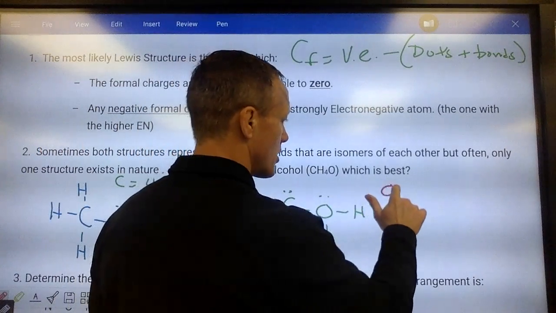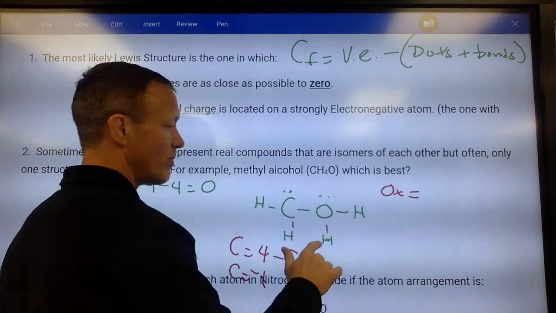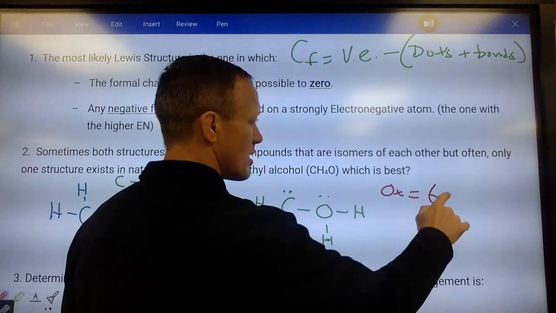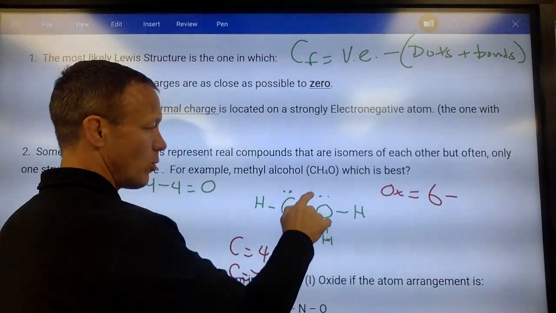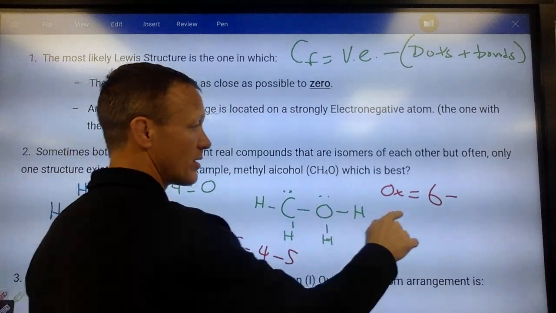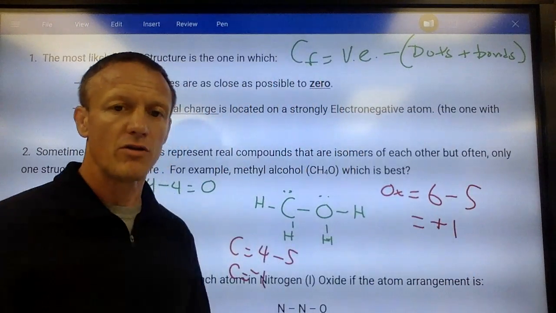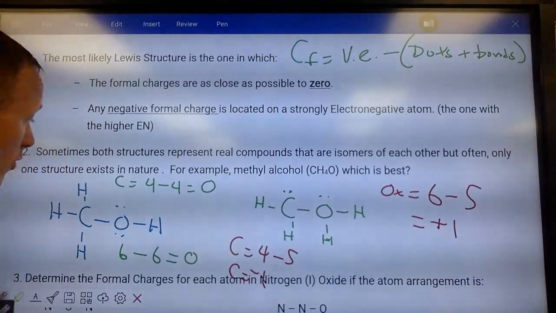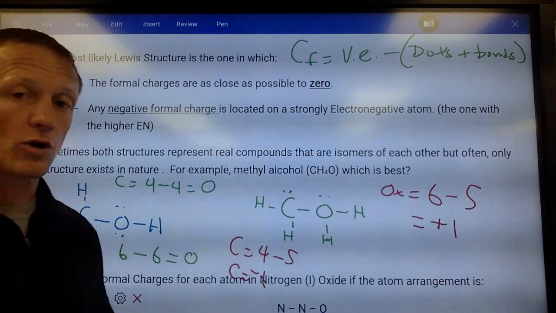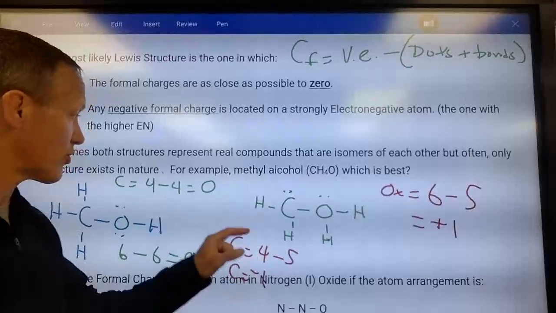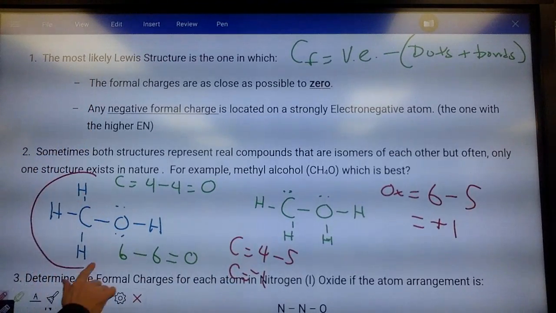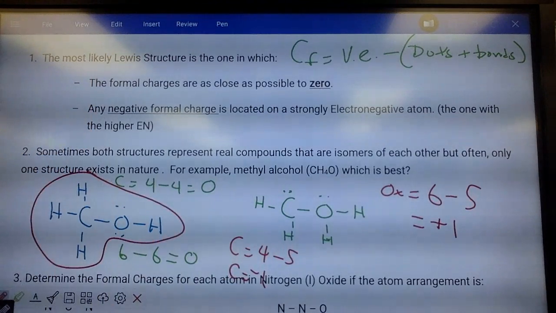Oxygen would be 6 valence electrons minus 1, 2 dots plus 1, 2, 3 bonds. 6 minus 5 equals a positive 1. So those aren't horrible formal charges, but over here both carbon and oxygen are 0. Neither one of them are here. So this is the better structure. This has the better structure because the formal charges are closer to 0.